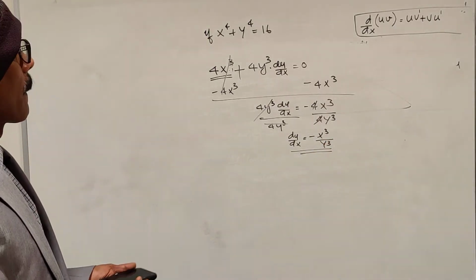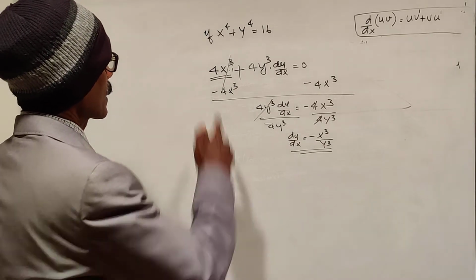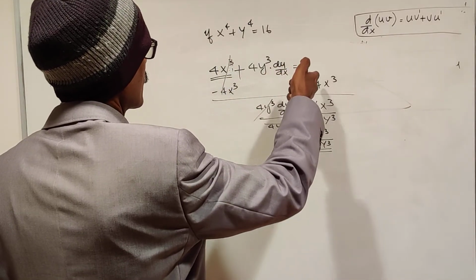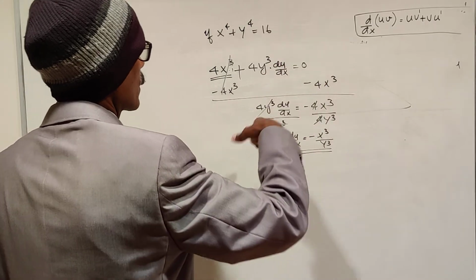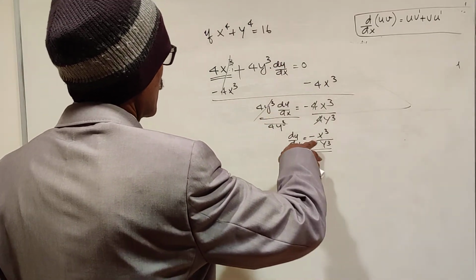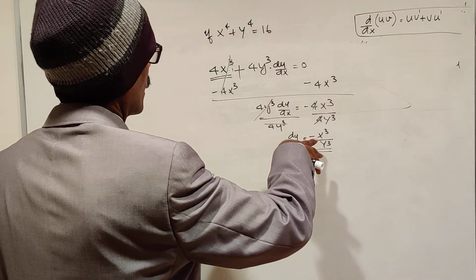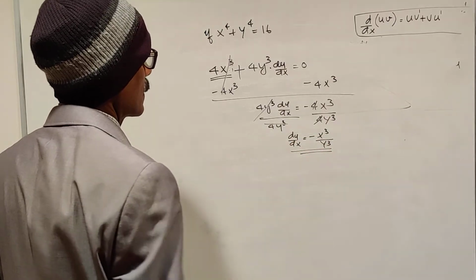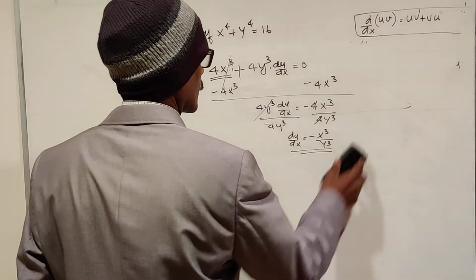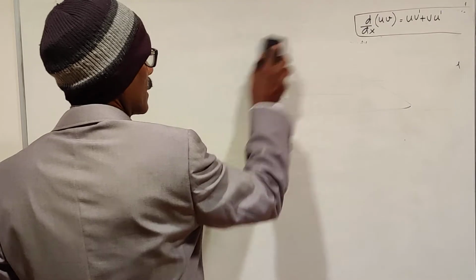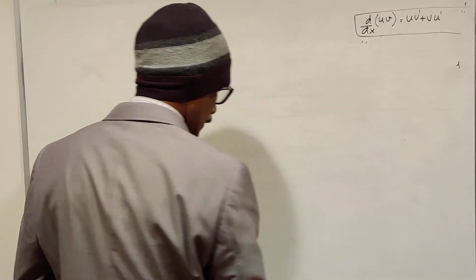Okay, 4x cube plus 4y cube dy by dx equals 0, minus 4x cube cancels. So minus x cube by y cube is the answer. So next one is a different type of problem. That is also easy.